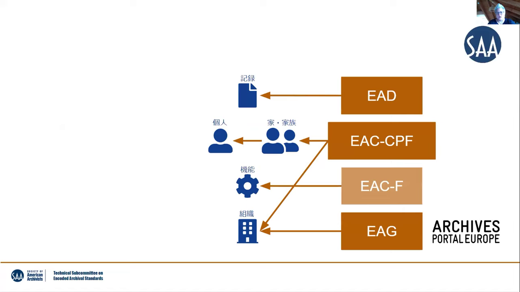So essentially, you can create the same image that we saw earlier for the description standards, also for the Encoded Archival Standards, where you have EAD describing the record, EAC-CPF encoding information about persons, families, and organizations, EAG also encoding information about specific types of organizations with archival holdings, and EAC-F encoding information about functions. Next slide, please.